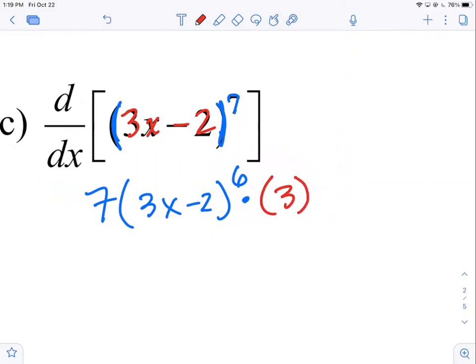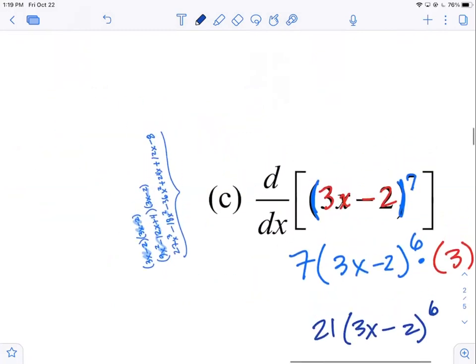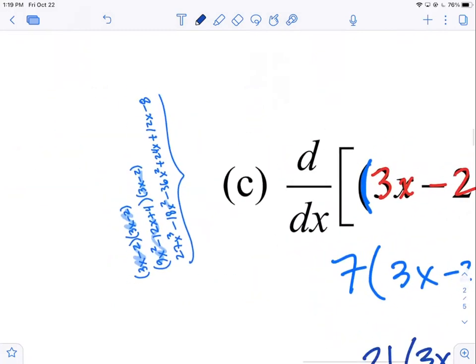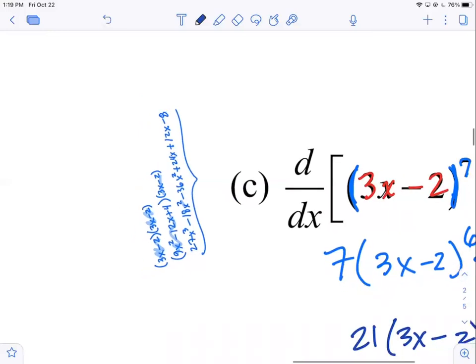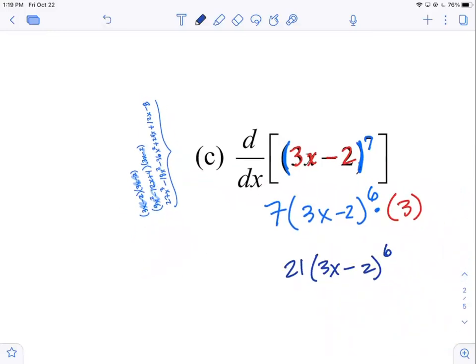I'm done with the derivative. All I got to do is clean it up, which is going to be 21 times 3x minus 2 to the 6th. Notice I'm done with the derivative before that other guy is really even done cleaning up 3x minus 2 squared. Wow. Well, cube. He knows square multiplied over square.